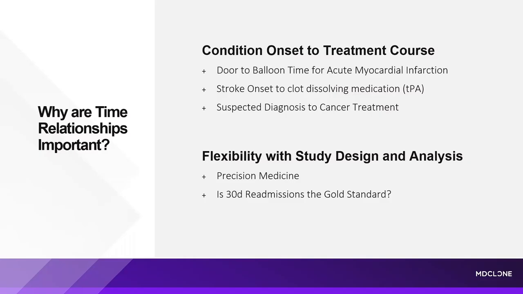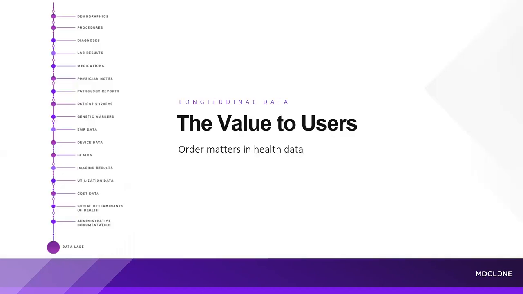Tailoring care to a specific type of population is important. Somebody may not have the ability to get to every visit because of social determinants. And so are we going to hold them to the same standard as somebody who has maybe more means and more access to healthcare? So what's important to our healthcare users? Does order matter in healthcare data?